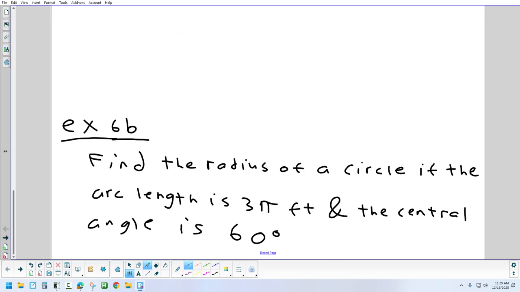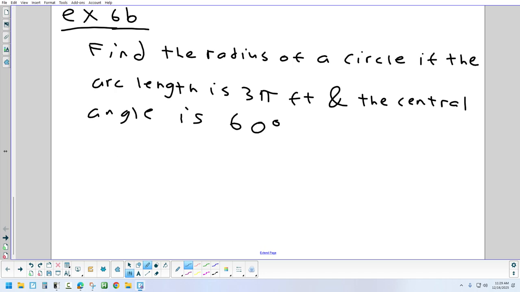All right, let's try this one. It says find the radius of a circle if the arc length is 3 pi feet and the central angle is 60 degrees. So Nick, what's the first thing that I'm going to need to write down that's going to help me do this entire problem? Formula. Yeah, I need the formula. Okay, what's the formula for arc length? S equals R times theta.